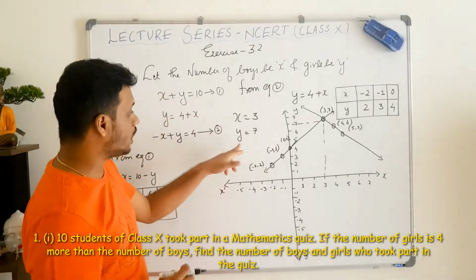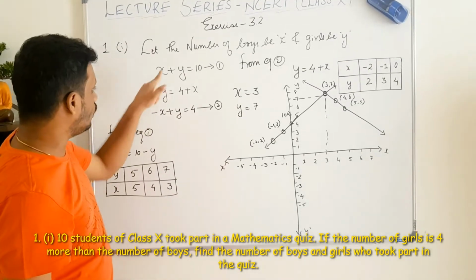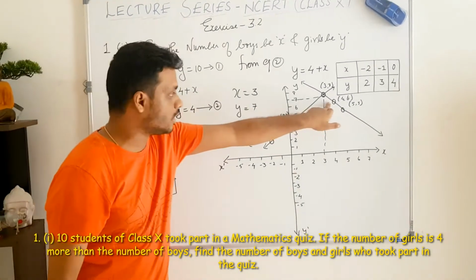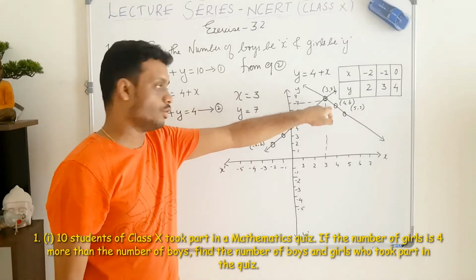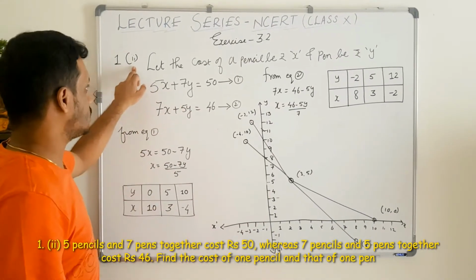We can also check the consistency condition here. You see that a1 by a2 will not be equal to b1 by b2. That's why you are getting a unique solution. That is an intersecting line in your graph. So this is the second subdivision of the first question.